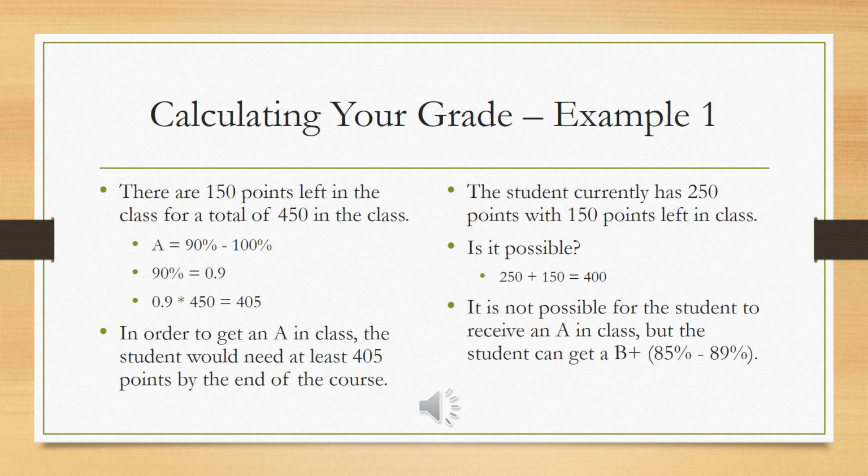To receive an A, you have to have a grade between 90% and 100%. So we'll take the lowest grade you can get, which is a 90%, which is 0.9 as a decimal. So you take 0.9 times 450 points to get 405 points. So in order to get an A in the class, the student would need at least 405 points by the end of the course. The student currently has 250 points and there's 150 left. So when we add 250 plus 150, the highest number of points that the student could get is 400. So it's not possible for the student to receive an A in the class, but they could get a B+.